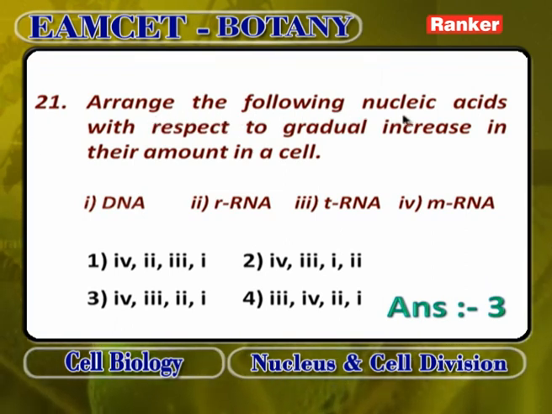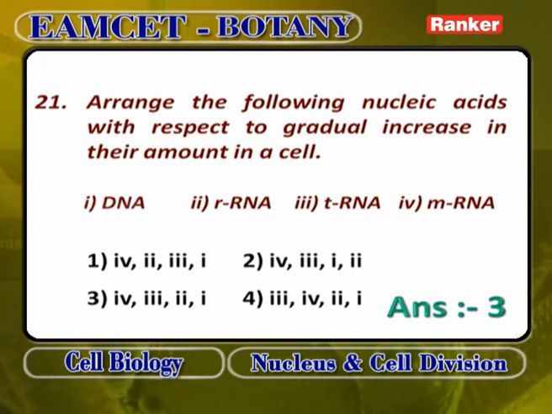Arrange the following nucleic acids with respect to their gradual increase in their amount in a cell. Maximum amount is present in DNA. Gradual increase. Less is mRNA, 5 to 10%. Next is tRNA, 10 to 15%. Next is ribosomal RNA, around 80%.